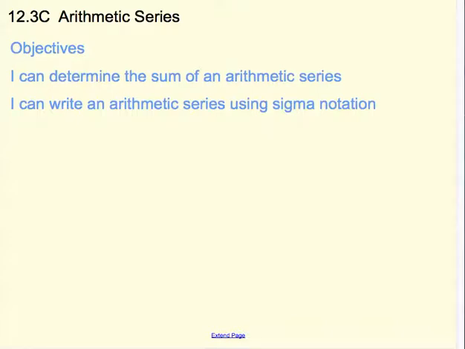So 12.3c is an arithmetic series, which is slightly different from a sequence in that in a series we add all of the terms of the sequence. So we're going to look at a formula for the arithmetic series as well as something called sigma notation, or summation notation.